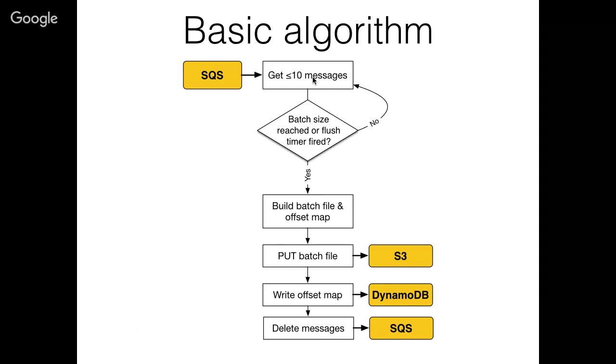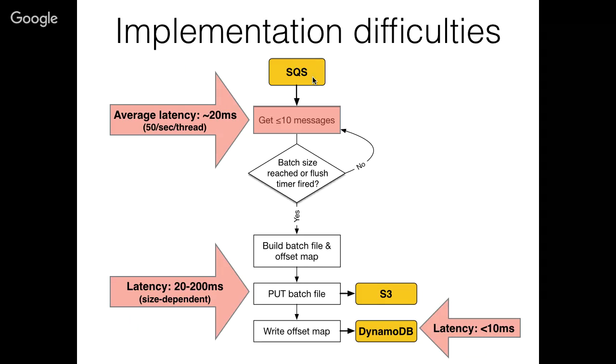So the basic algorithm, and this was honestly 100 lines, maybe 150 lines of Python: get 10 messages. Have I reached my batch target size, or has a timeout fired? I think it was 130 seconds. If yes, then build the batch file and the offset map, put the file to S3, write the offset map to Dynamo for each of the items, and then finally delete the messages since I've requested them. In practice, all of these operations have different latencies. Getting the messages is about 20 milliseconds. Putting them into S3 is a lot higher, usually from 20 to 200 milliseconds. And the Dynamo writes are always the fastest thing.